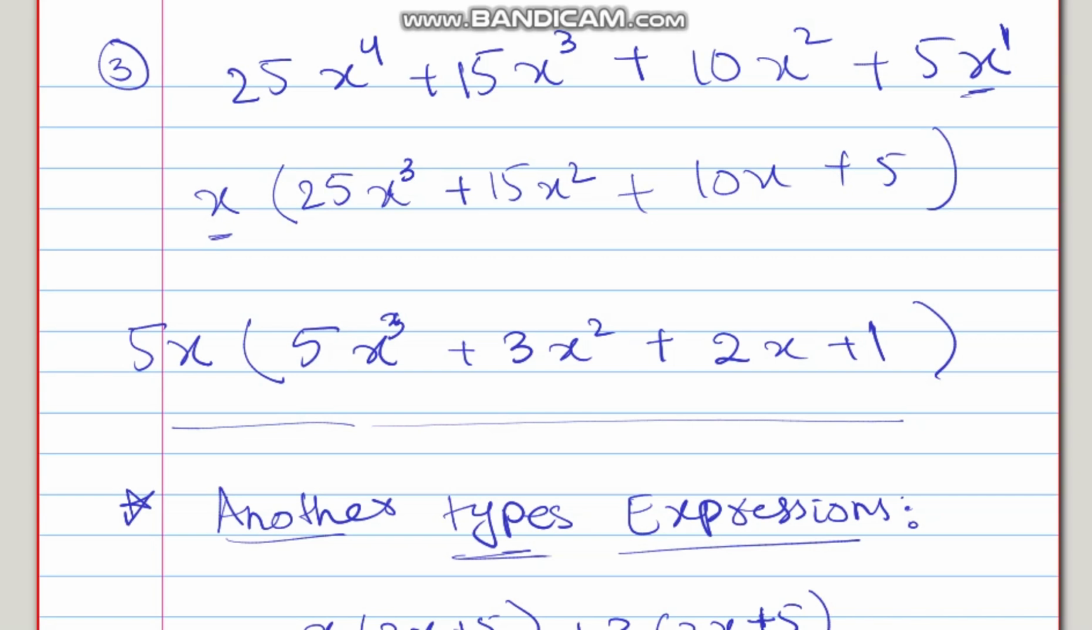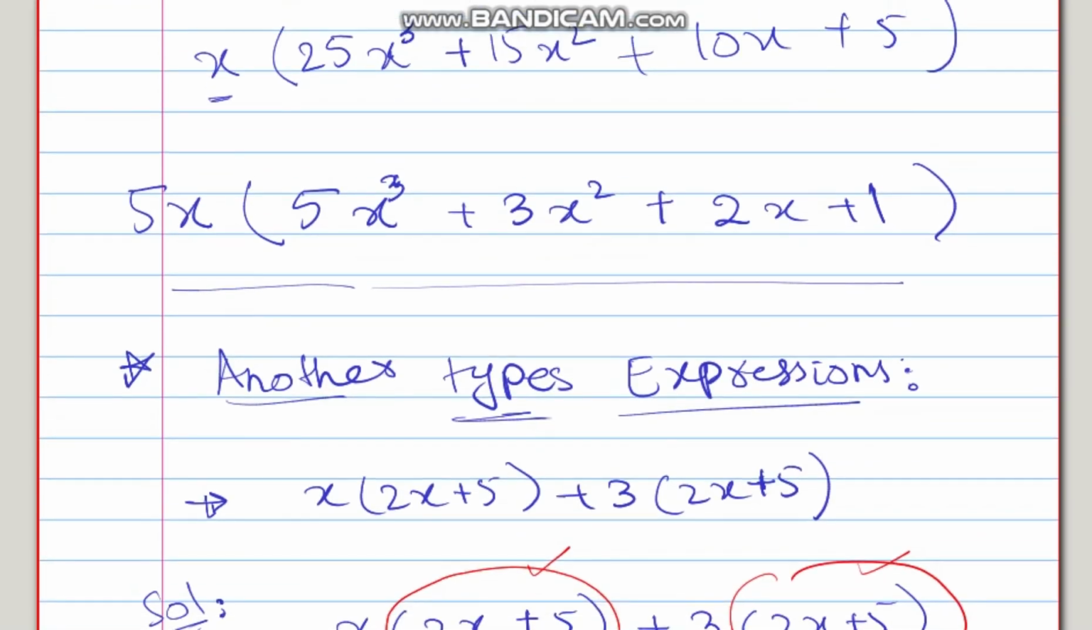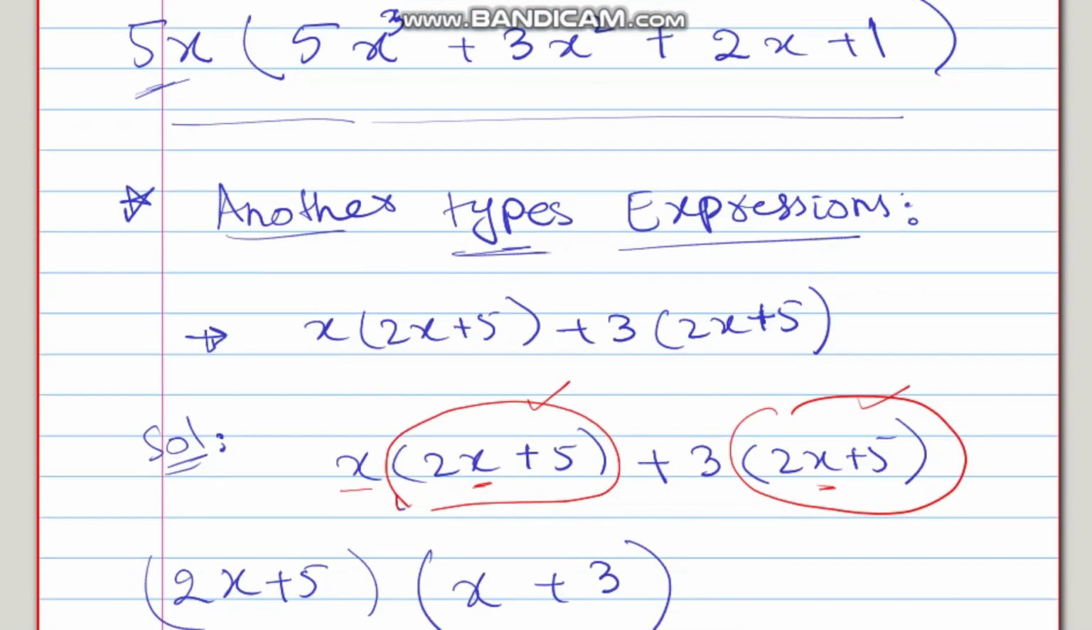In all of these terms one thing is common, which is x. Now we have taken the x common outside the bracket, and now again we see what is common in all of these terms. We can easily see that 5 is common, okay? We have taken the 5 outside the bracket, so the final thing which is common is 5x, okay?